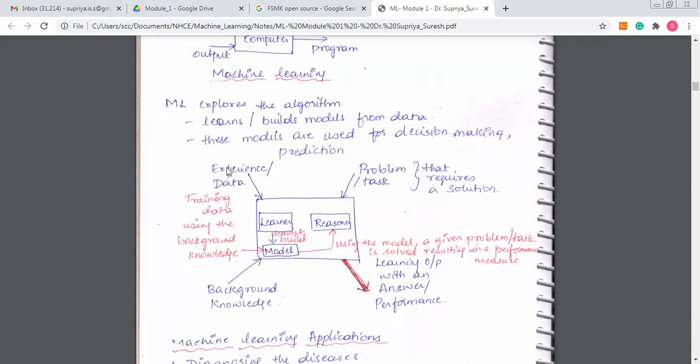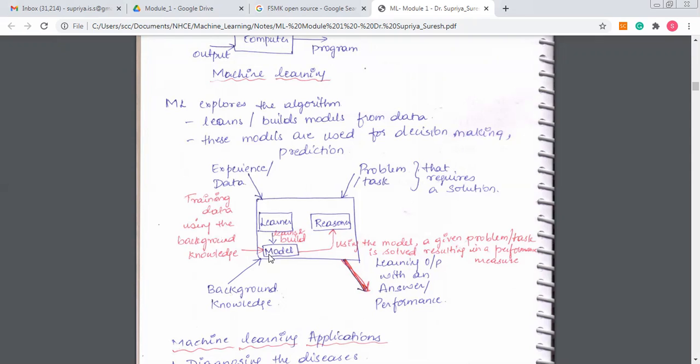Along with that, I'm going to give the experience or the data. As I told you, I'm going to give the experiences as well, so that my machine will learn better, right? So the experience data, I'm going to give it over here to the learner. Now what does the learner do? The machine has these components. The learner learns the system and builds a model. The input that was given is the experiences as well as the training data in the form of background knowledge. These two things are given to the learner. So the learner learns and builds a model.